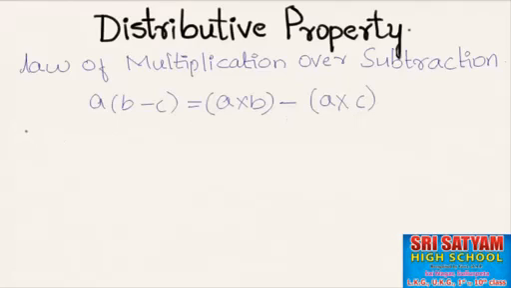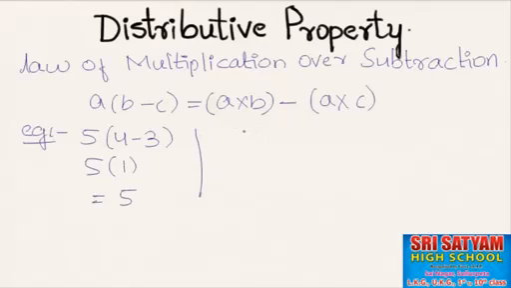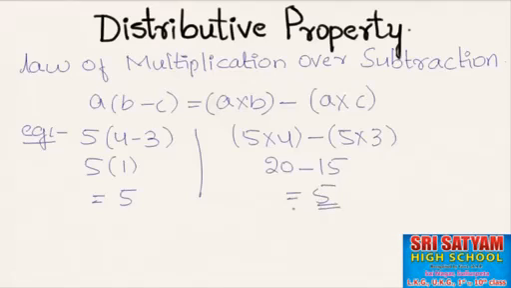Now let me explain this concept with an example. Here the example is 5 into 4 minus 3, which will be equal to 5 into 1, and we get the product as 5. And then multiplying individually, we get 5 into 4 minus 5 into 3. So here 5 into 4 is 20 minus 5 into 3, that is 15. So we get 20 minus 15 and the result will be equal to 5. Here we can say that the distributive law of multiplication over subtraction is a closed operation.